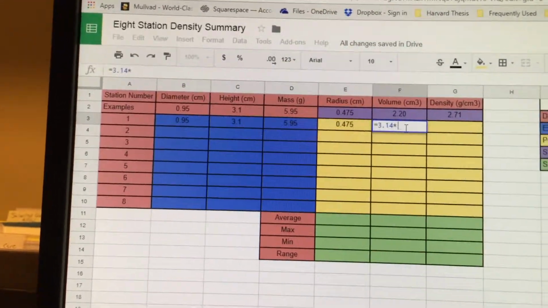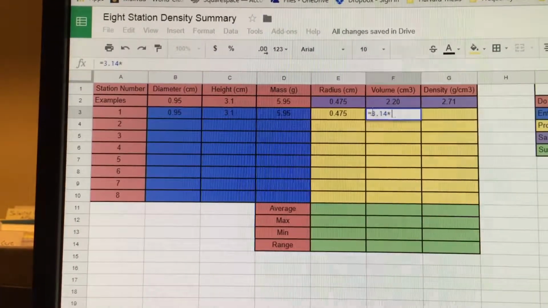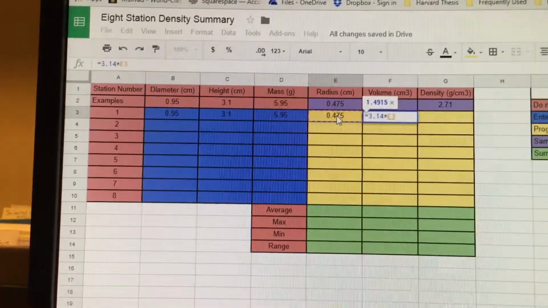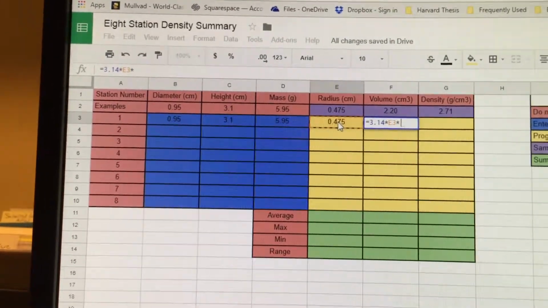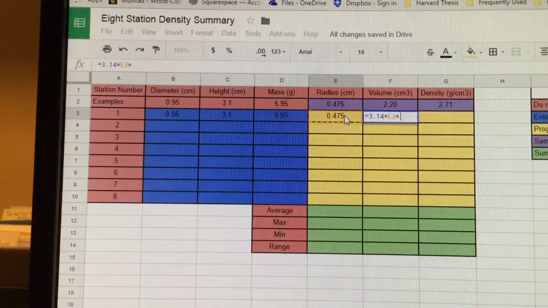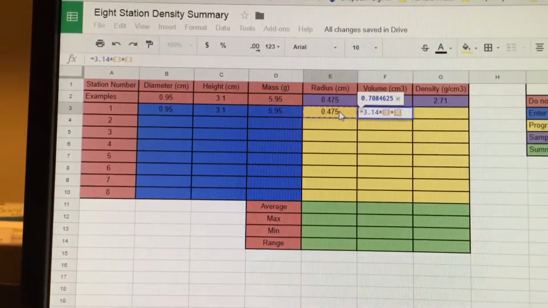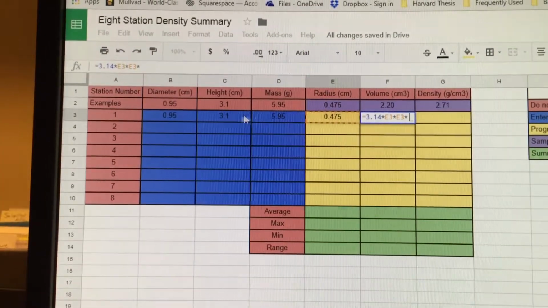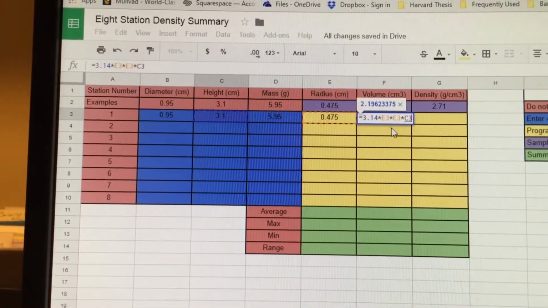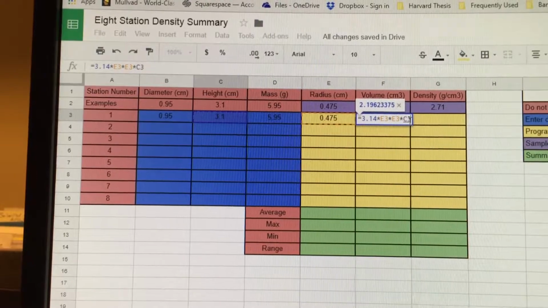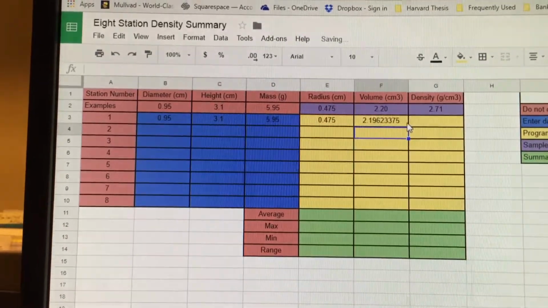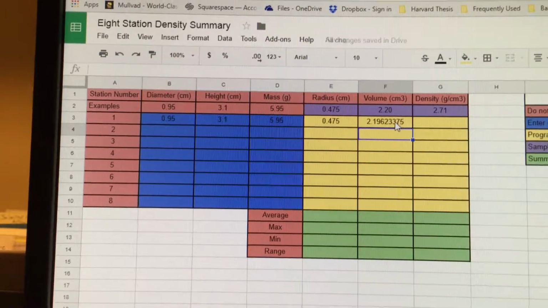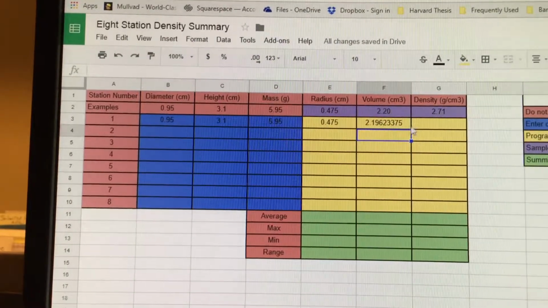multiply by the radius, which you have here, times the radius again, which you also have here in cell E3, and then of course times the height, which is in cell C3. Pi times radius times radius times height, pi r squared h. Hit enter, and you have a volume value.